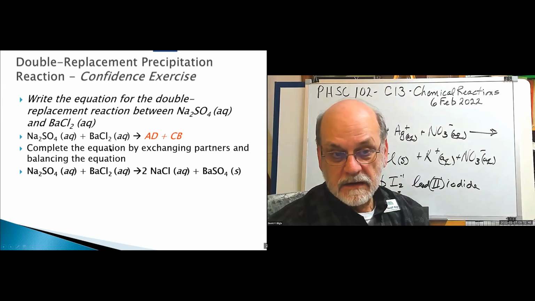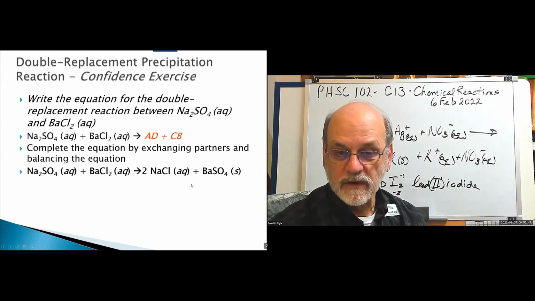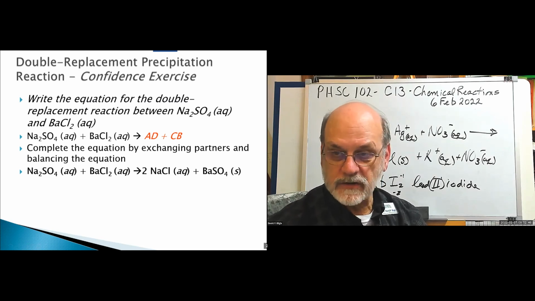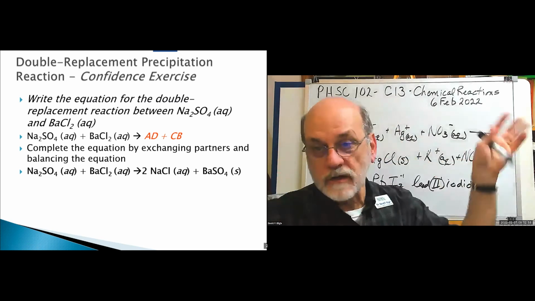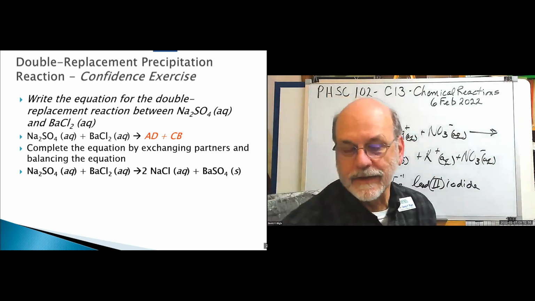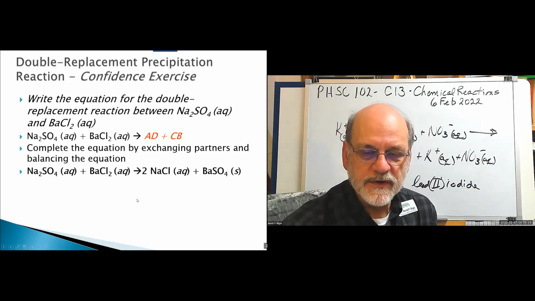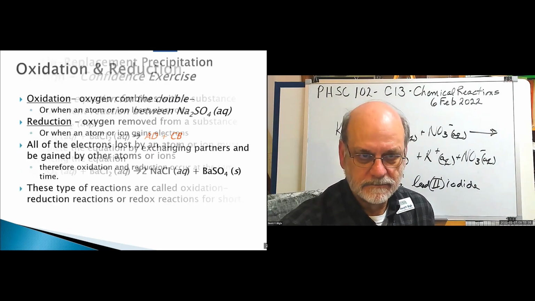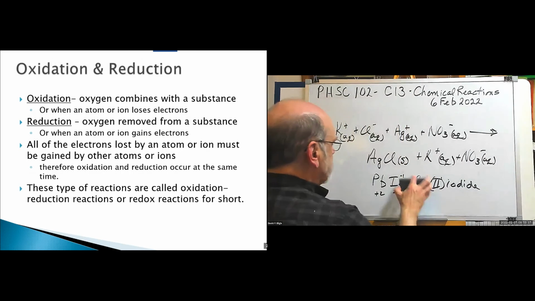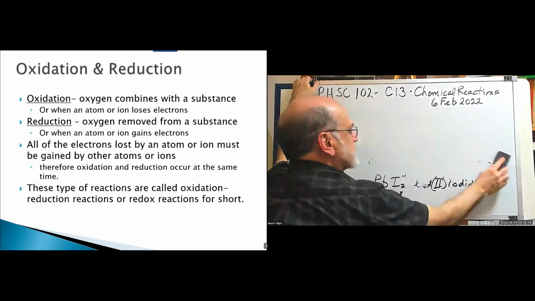Now, if the potential products are both soluble, then you really don't have a reaction, right? Because they're all independent ions floating around in solution and they're not doing anything. So technically you don't have a reaction if everything is still soluble. It's only when you produce a precipitate that you get a reaction. Okay, that's a double replacement reaction with precipitation.